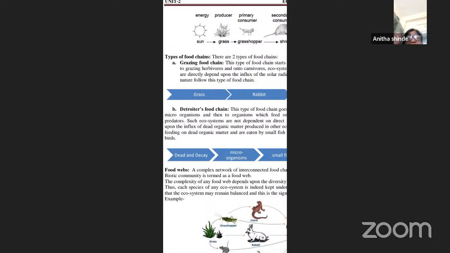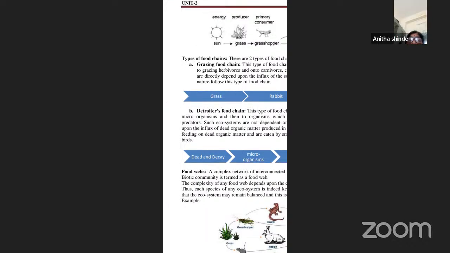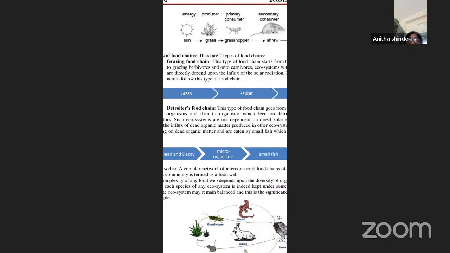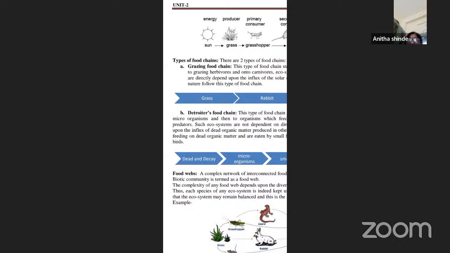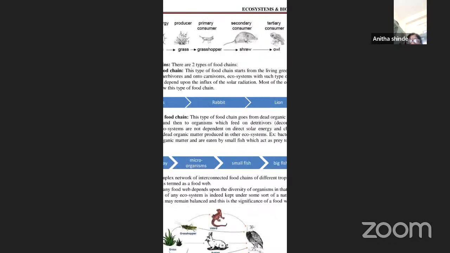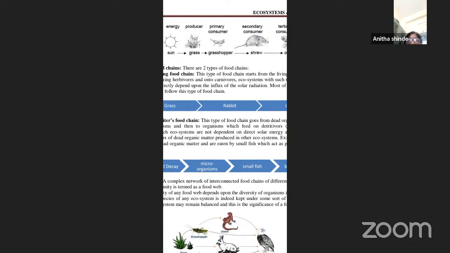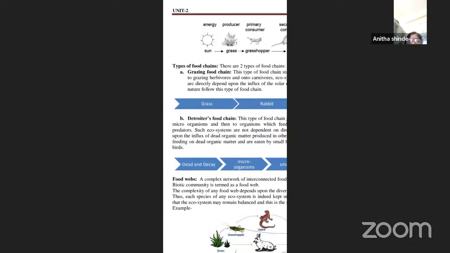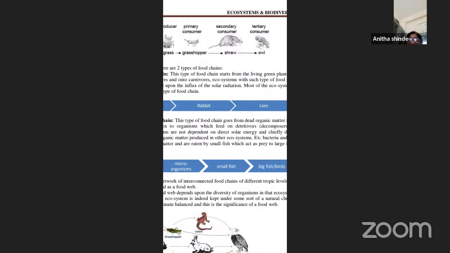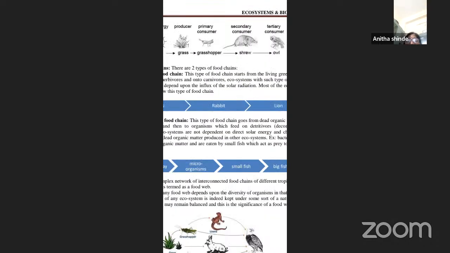Okay. Now, what is a food web? A food web is nothing but a complex network of interconnected food chains of different trophic levels in a biotic community. Here each energy level you call a trophic level. So a complex network of interconnected food chains of different trophic levels in an ecosystem or community is called a food web. The complexity of any food web depends upon the diversity of organisms in that ecosystem. That means each species of an ecosystem is kept under some sort of natural check.